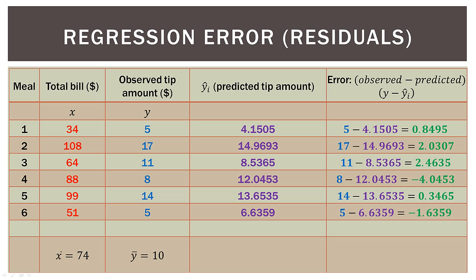So for our first meal, $34, we had observed tip amount actually in the restaurant of $5. Our regression predicted a $4.15 tip approximately. So the difference between those two was 0.8495, or about 85 cents. And that is the error for that meal amount. And then we do that for all 6 meals. Very simple, just subtraction.